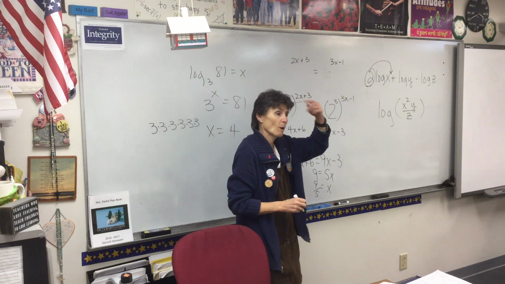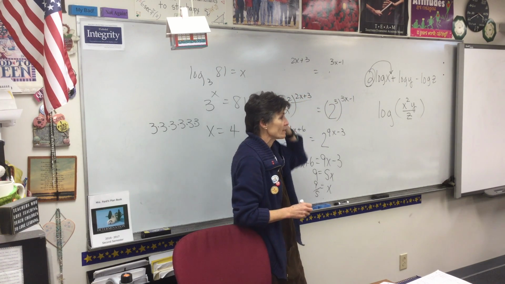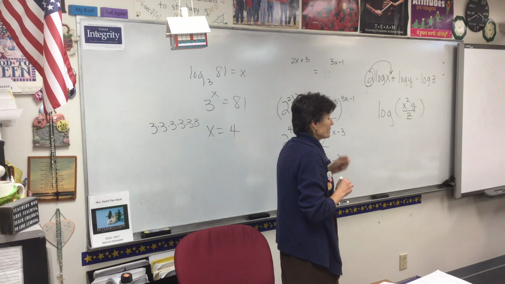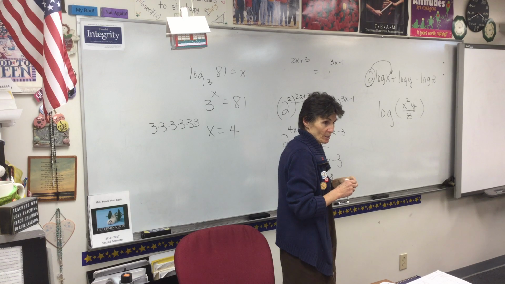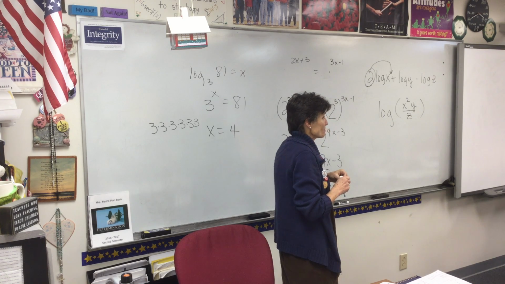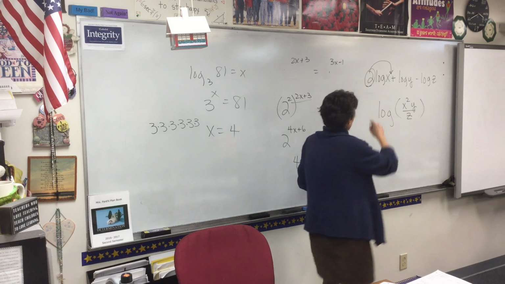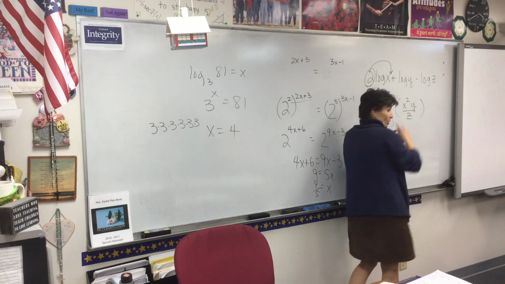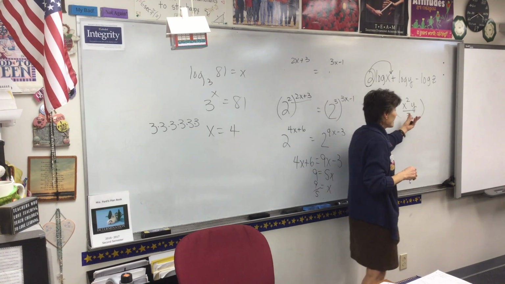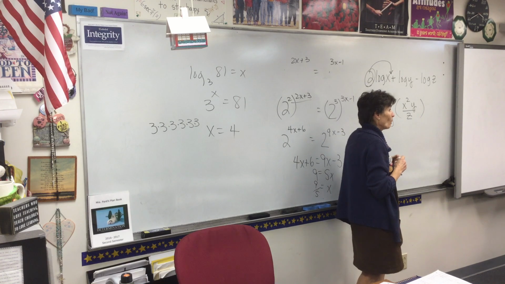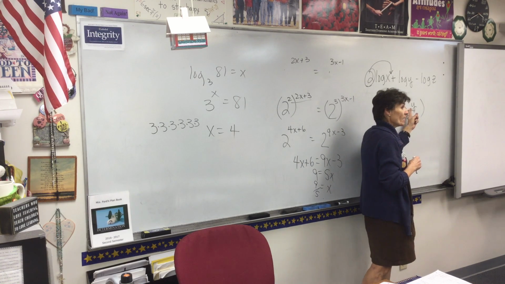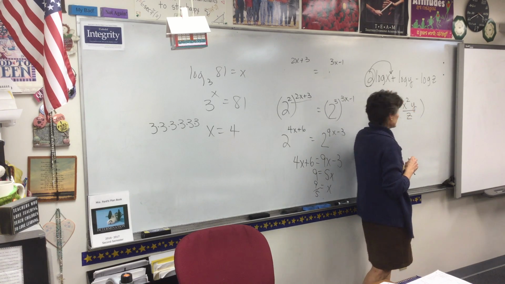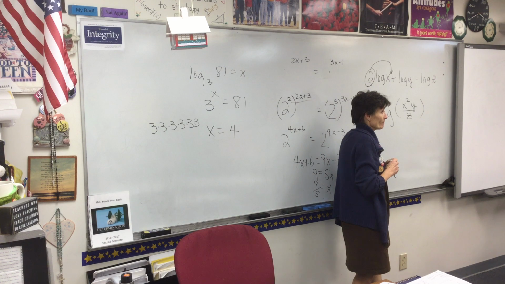When I had you write down your properties of logarithms, or I asked you to, there are 3 of them. When we combine logarithms, additions become multiplications, subtractions become divisions, and coefficients become exponents. It works backwards too. So if we wanted to take this apart, it would work the same way. Multiplications become additions, divisions become subtractions, and exponents become coefficients.